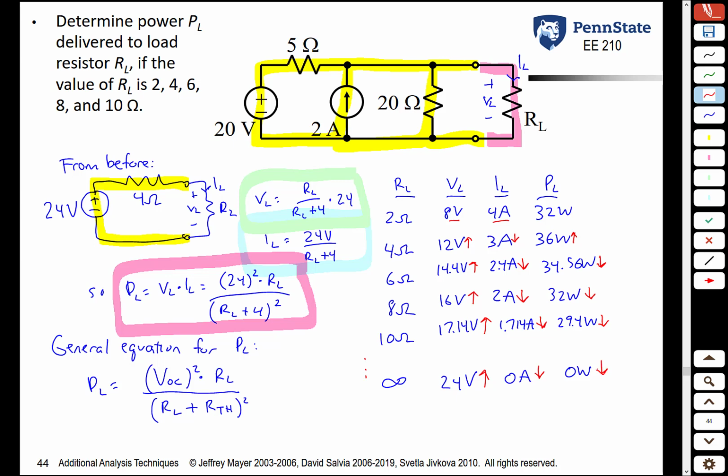So here I did this for 5 different values of RL, but you could do this for as many different load resistors as you want. The question is, for what value of load resistance is the absorbed power going to be maximum? Now we only did it for 5 resistors. For these 5 resistors, it just so happens that the 4 ohm resistor was the one that gave us the maximum power transfer to the load. But we want to ask a general question. In general, what value of RL will give you maximum power transfer to the load? That is what we will look at next.